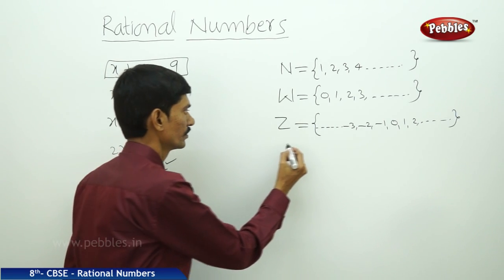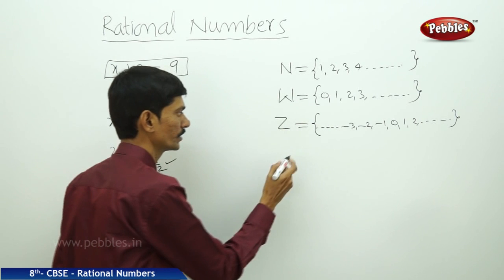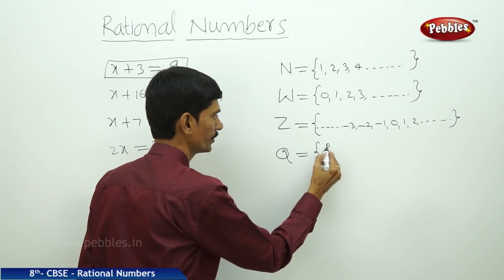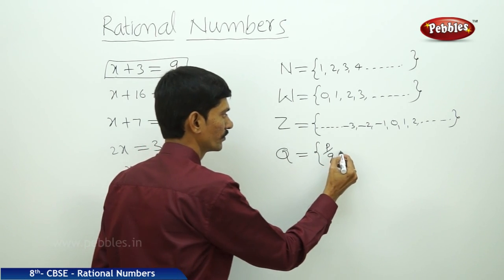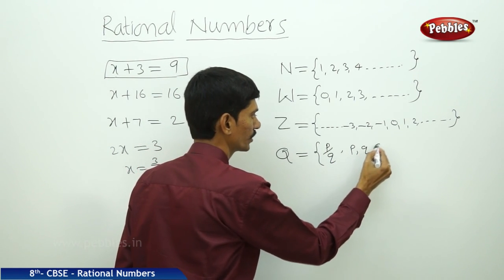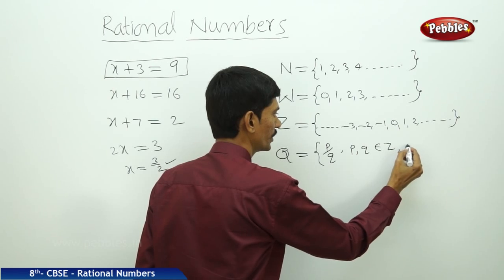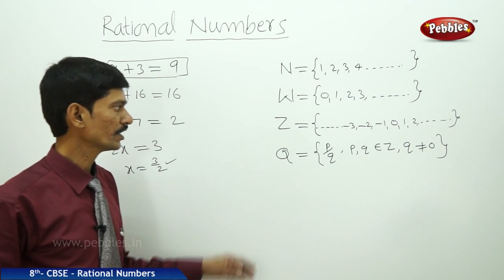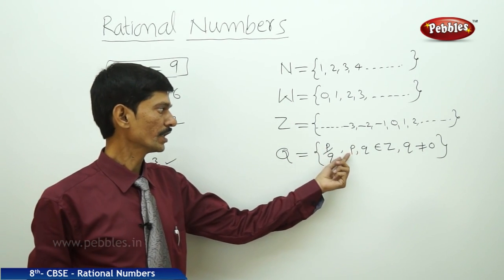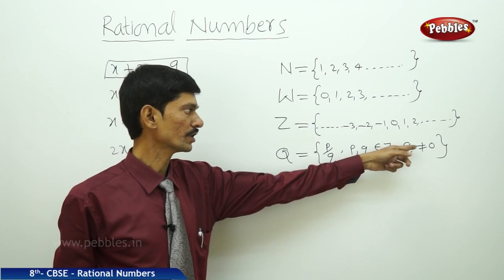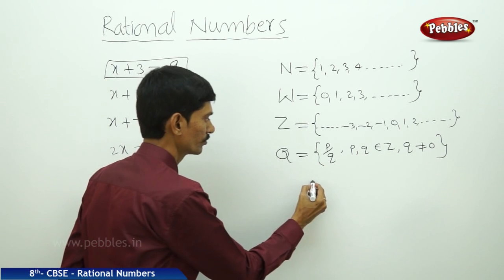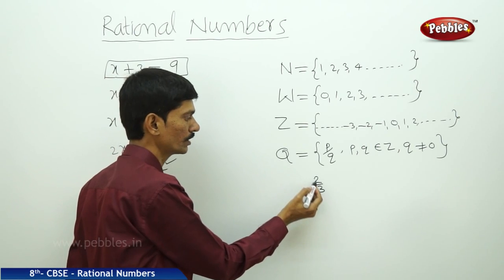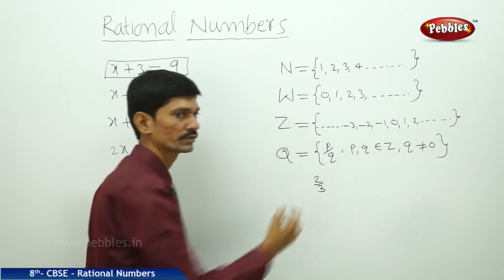Then the fractions together with integers become rational numbers, denoted by Q. All rational numbers will be in the form p by q, where p, q belong to integers and the denominator q is not equal to 0. So this is the set of rational numbers. For example, 2 by 3 is a fraction as well as a rational number. Here 2 and 3 belong to the set of integers.